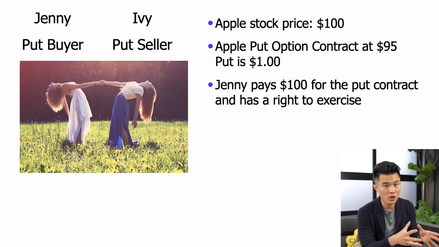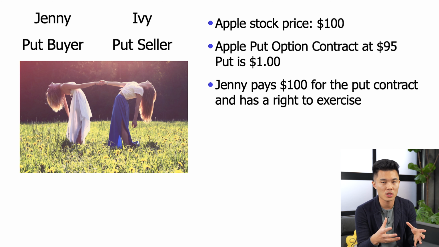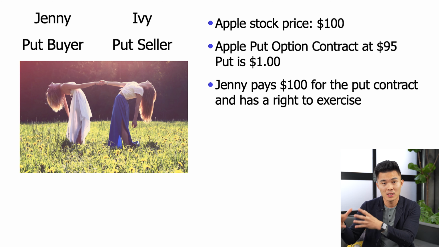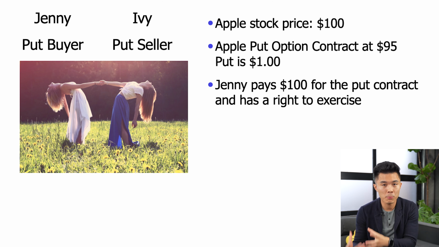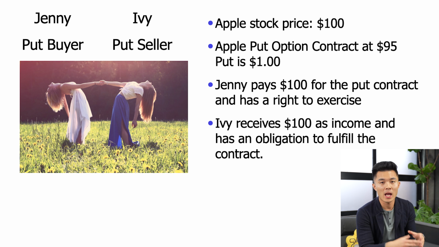And again, just like the call option, Jenny as the put option buyer has the right to exercise this contract at any time, so Ivy has to be ready to buy 100 shares of Apple at $95 at any time. And in return, Ivy received $100 as premium, and that's the cash flow that she received while waiting to own Apple at a cheaper price than $100. And this $100 is what Ivy received in return for having the obligation to buy 100 shares of Apple at $95. And there you have it.